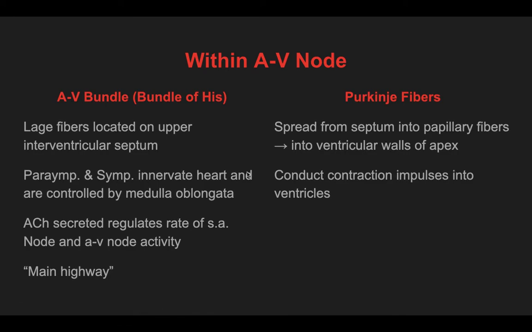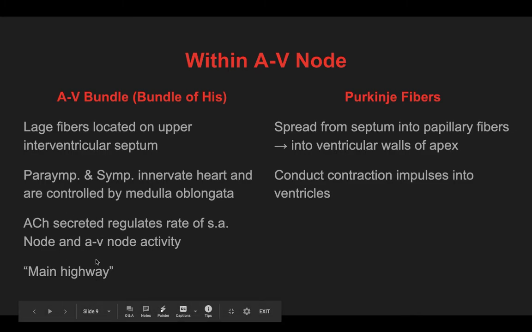The parasympathetic and the sympathetic parts of the nervous system are going to innervate the heart, and they're controlled by the medulla oblongata. If anybody remembers what the medulla does, it regulates the things we don't think about, right? So it's going to be our heartbeat. I don't want to think about how I have to contract my heart 80 times per minute, right? So the parasympathetic and sympathetic systems are going to help with that.